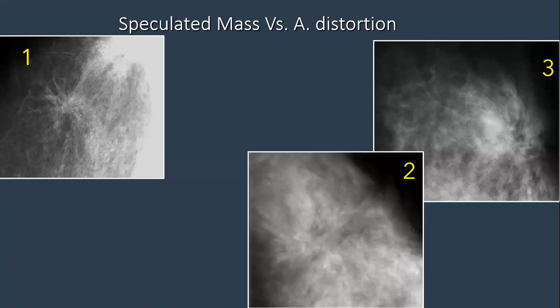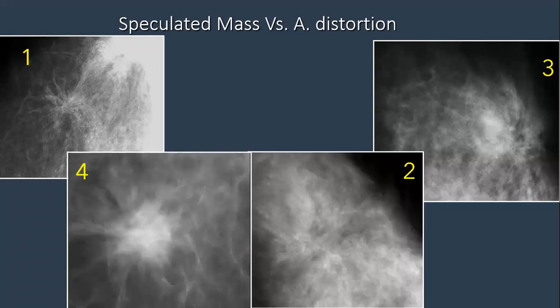Okay. And number four? Do you want to change your mind? I changed my mind. Four is the only speculated mass, and all the others are architectural distortion. Excellent. Well done. Four is the only speculated mass, while the others are architectural distortion.